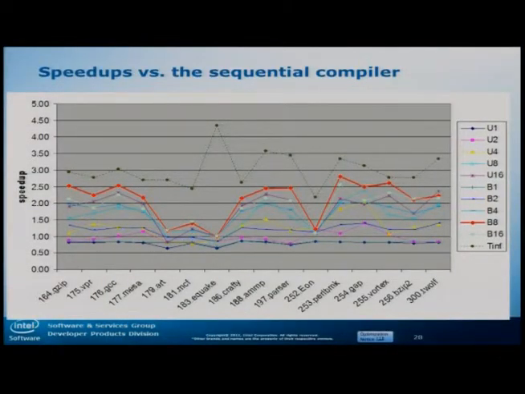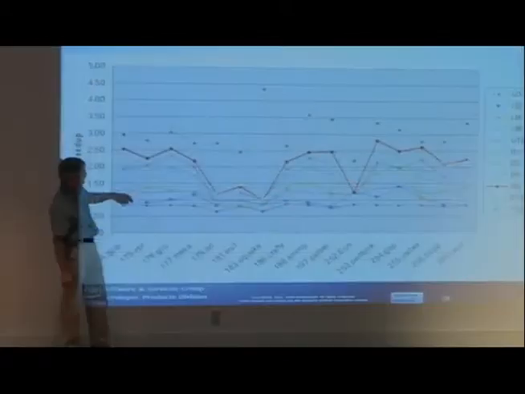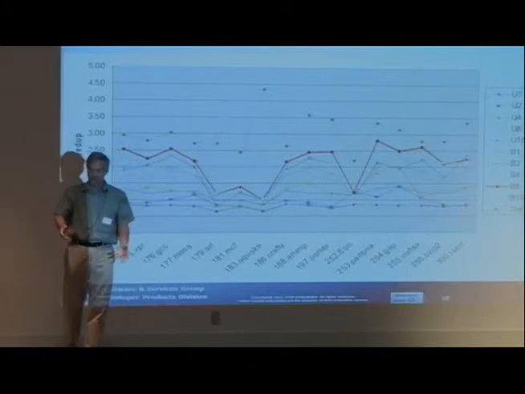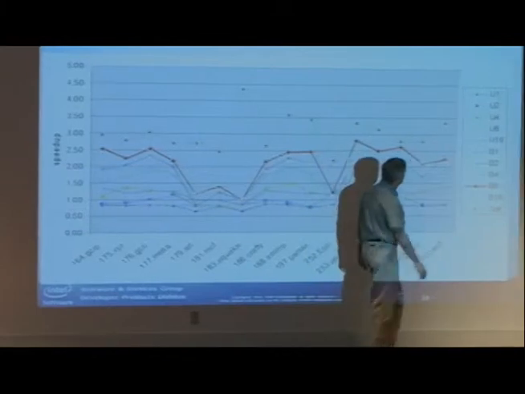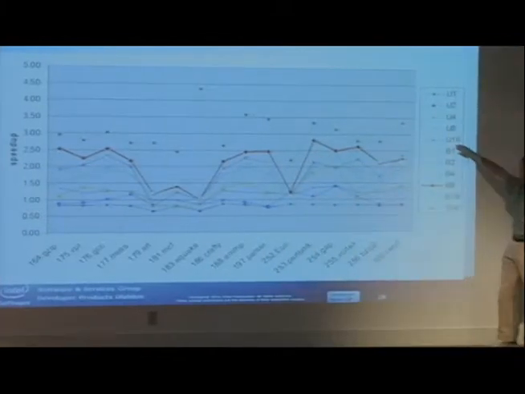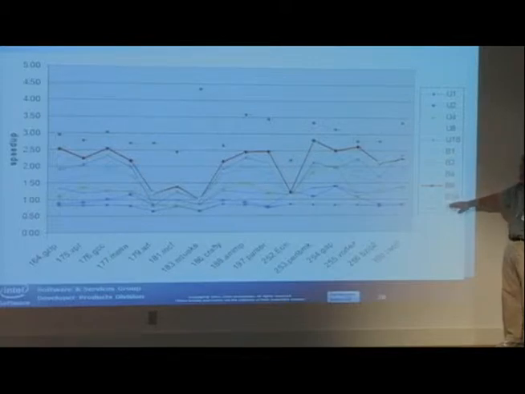But we measured the speed up on a set of SPEC programs, and then we measured them on different platforms, different configurations of systems, where these represented a threading model where we didn't try to balance the workload across all the threads. We just threw all the work on some threads. Here we're trying to balance the loading of the threads. So B versus U is balanced versus unbalanced.